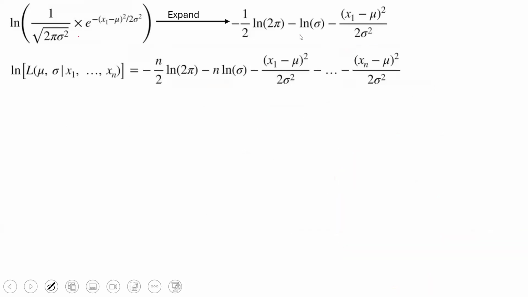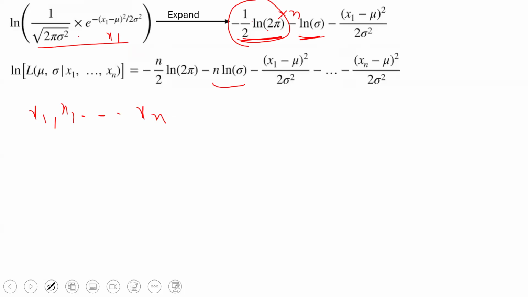And now if we keep on expanding this for n terms, what happens? This will be common for all the n terms. So this becomes n by 2, right? For now we have calculated for only x1. Now we have x1 to xn, and this term will be common for every x. So what we have to do is just multiply this with n. That becomes minus n by 2 ln of 2 pi. And this will also be constant for all the terms, so that is minus n into ln of sigma.